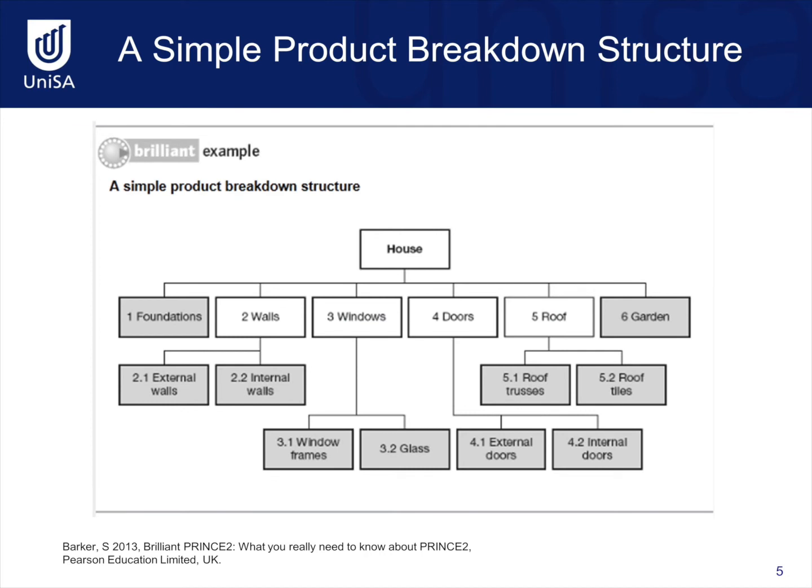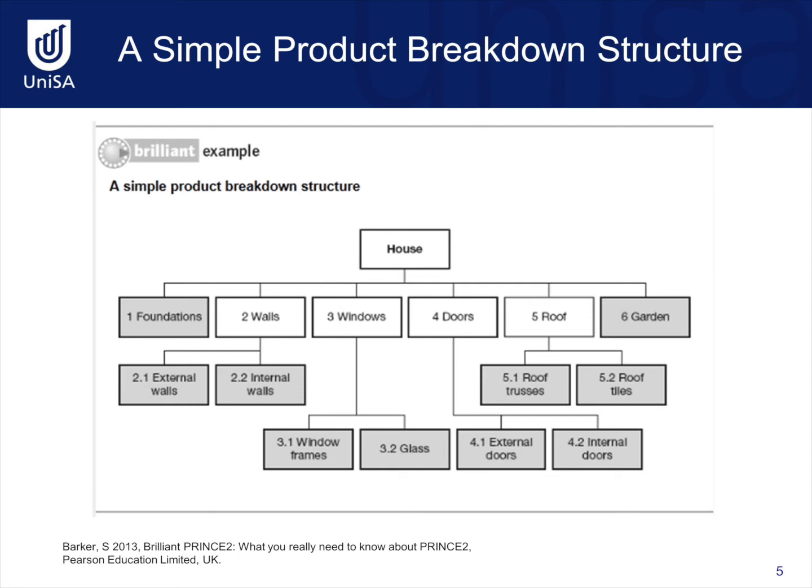Here's an example of a simple product breakdown structure. Here we have a house. That's the product that is going to be produced for this particular example. What constitutes a house, or how can we break up a house into subproducts? We have foundations, walls, windows, doors, roof, and garden.